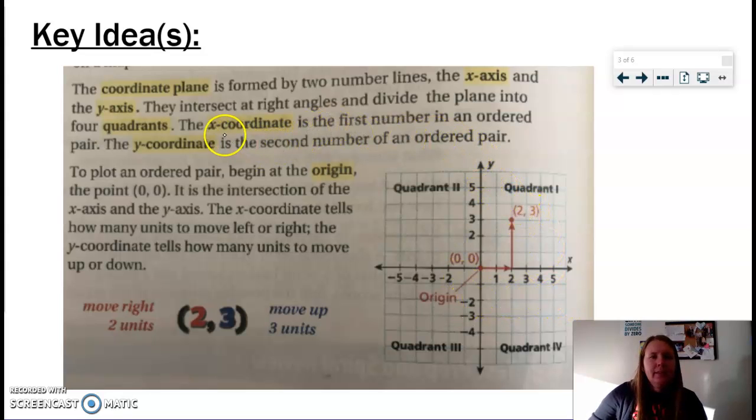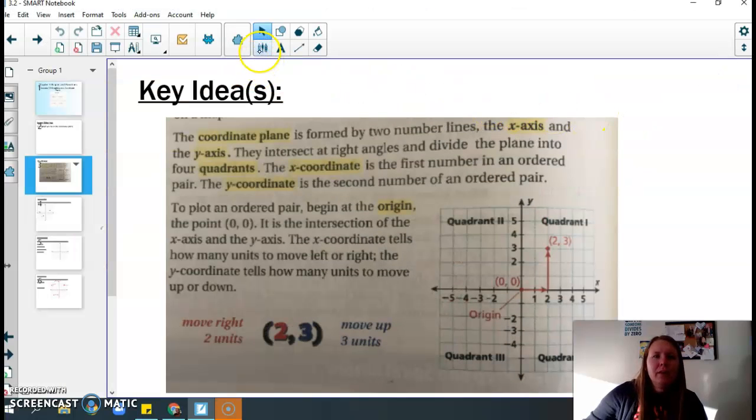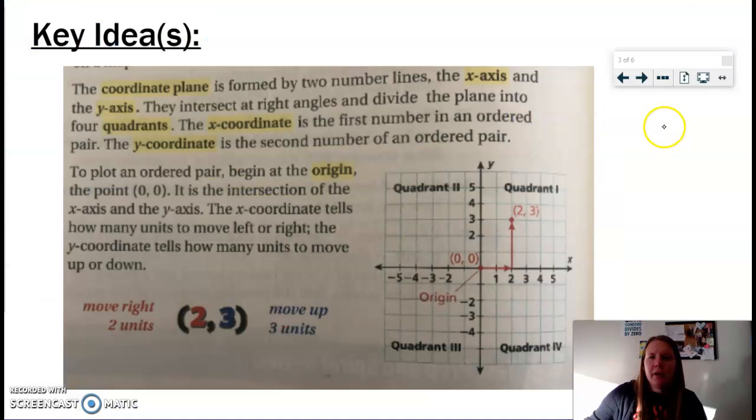It says that the x-coordinate is the first number in an ordered pair. We've been talking a lot about how that first number in an ordered pair is your x. So in this case, here's your x, it is 2. The second one would be y. So it says then the y-coordinate is the second number.